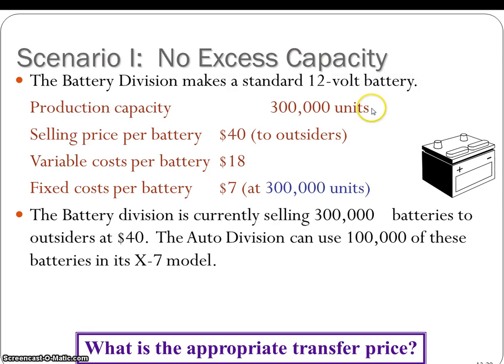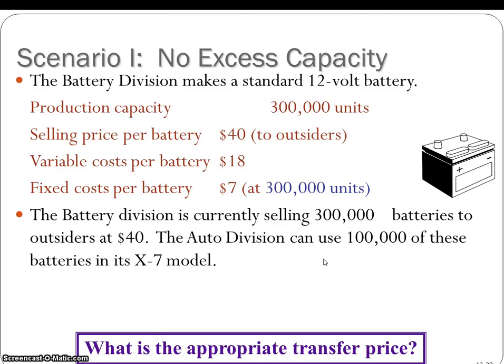So in this example, we're talking about production capacity of 300,000 units, selling price per battery of $40, so they consider that the market price. Variable costs per battery, $18, and that's true regardless of whether you're selling to an internal or external customer. And then the fixed cost per battery, $7. So currently they're selling about 300,000 batteries to outsiders at $40 a piece. The auto division needs to use 100,000 of these. So what is the appropriate transfer price?